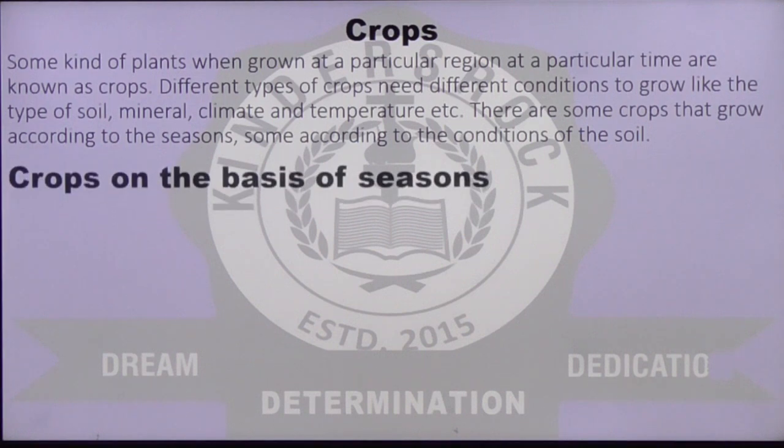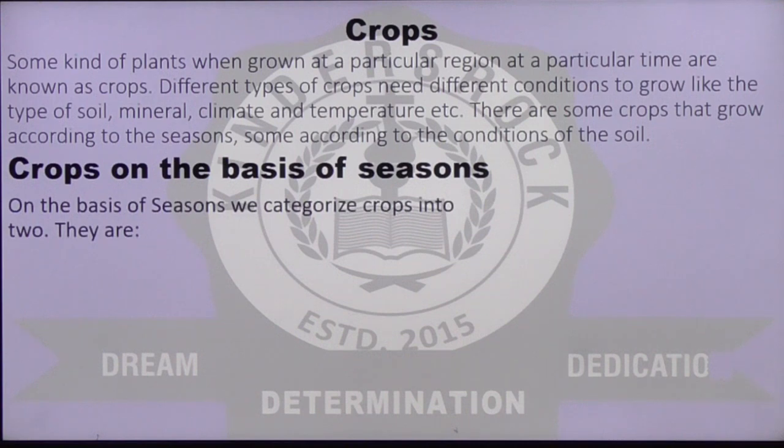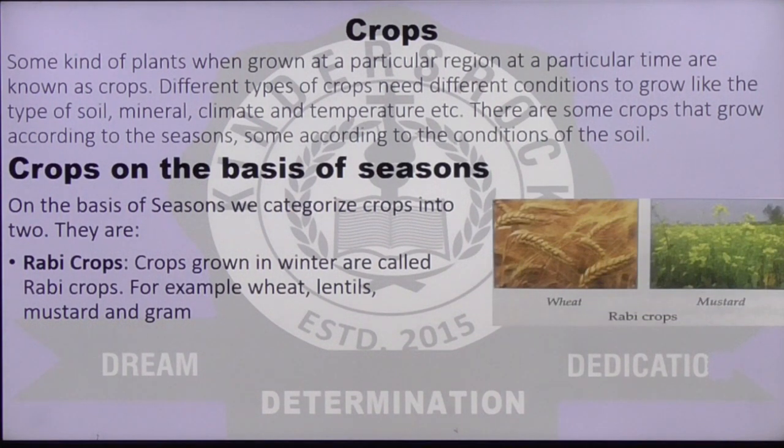Crops on the basis of seasons. On the basis of season, we categorize crops into 2. They are Rabi crops. Crops grown in winter are called Rabi crops. Always remember, crops grown in winter are called Rabi crops. For example, wheat, lentils, mustard and gram. ठंड के मौसम में जो फसल उगती है उसे रबी फसल कहते हैं. Wheat and mustard are examples of Rabi crops.